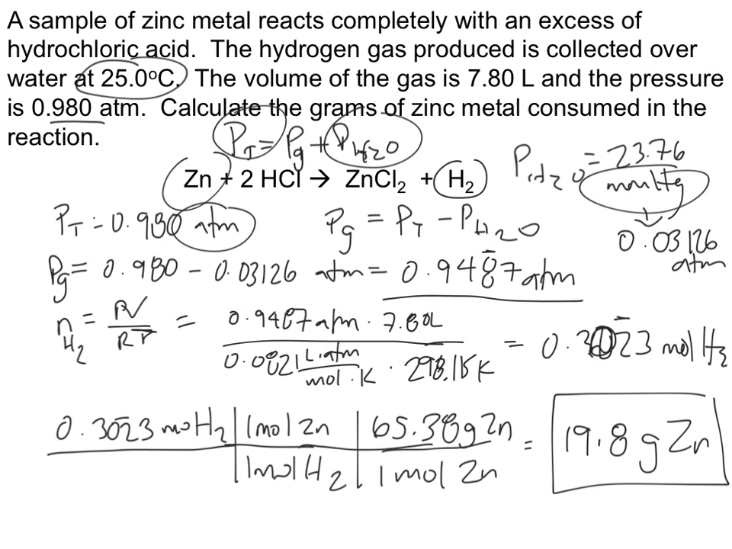But they asked us to figure out how many grams of zinc metal. So we used the mole ratio between zinc and hydrogen gas to get us into moles of hydrogen gas, and then we used the molar mass of our zinc in order to calculate our total number of grams of zinc produced.